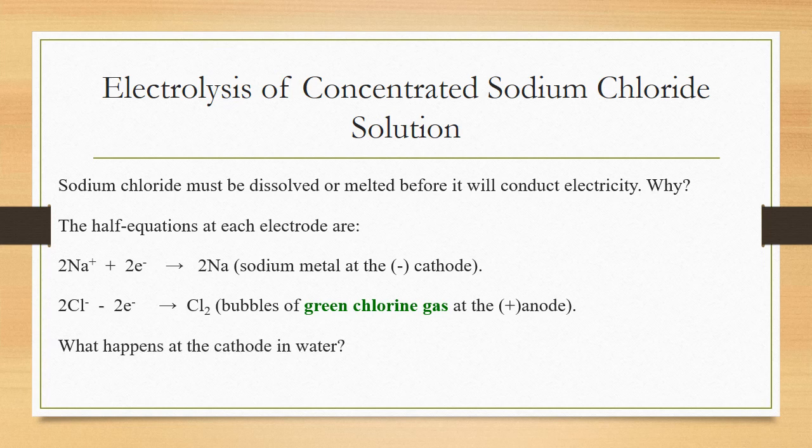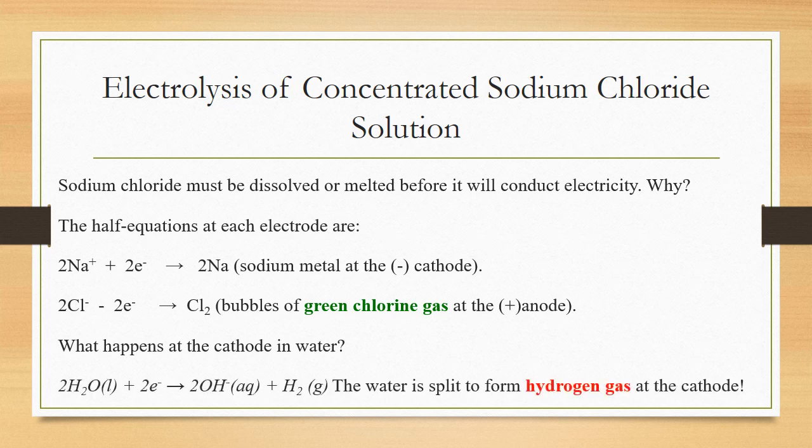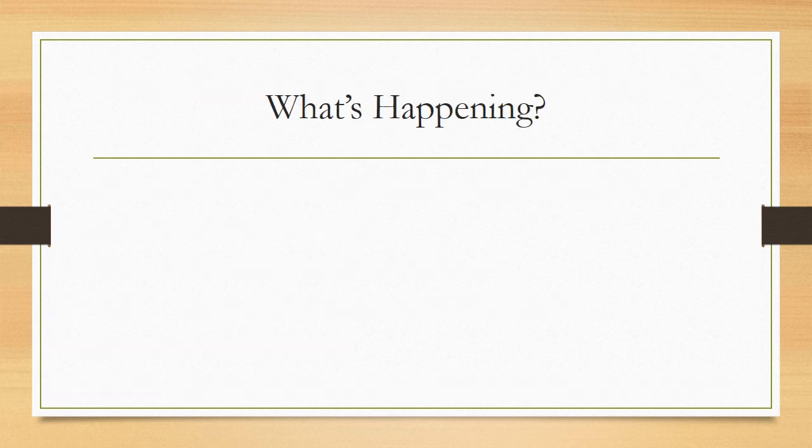But with a concentrated sodium chloride solution, you've now got water in the equation. So you're dissolving the salt now in water. You'll actually end up forming hydrogen gas, because the water is actually being split to form hydrogen gas at the cathode. So instead of getting sodium metal, you'll get hydrogen gas at the cathode.